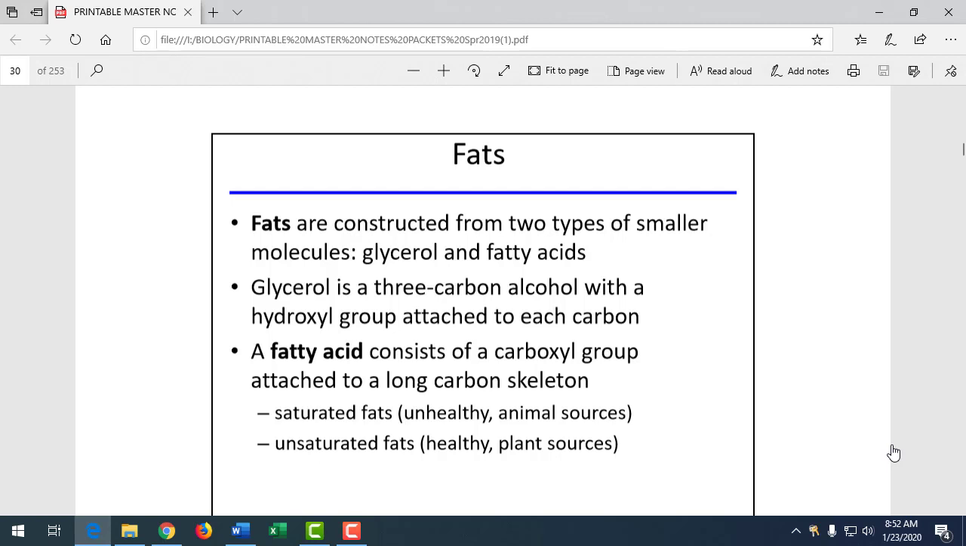Glucose, yeah. Glucose is the building block. It's the monomer. Mono means one. Poly means many. So the polymer is starch. The monomer is glucose. That's what builds up starch. So what's the repeating unit in a fat? Two different things, glycerol and fatty acids.